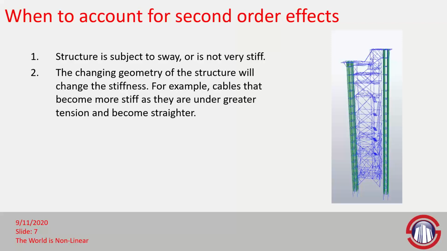Also, when our model deflects and the geometry changes, it will change the stiffness. And a great example of this is cables, like I already mentioned. If a cable is under tension, it's going to have a much different stiffness than if it's not under tension, where it's effectively a zero stiffness element. At least in SRAM, that's what we consider it as.